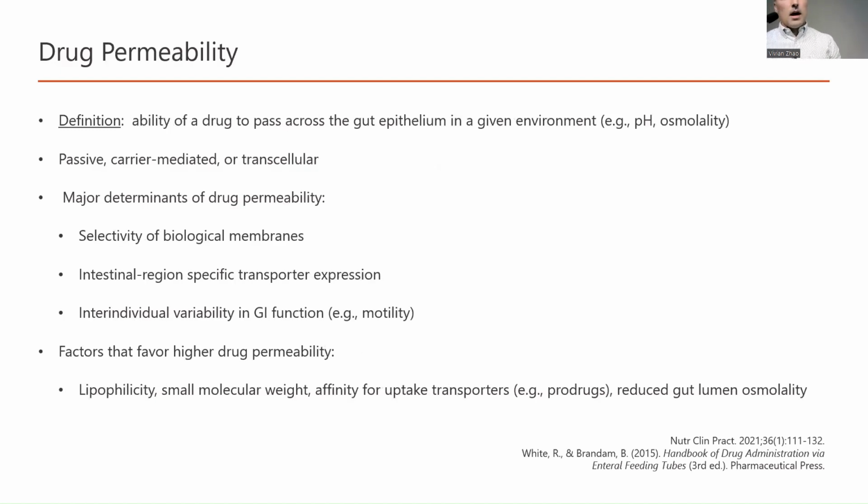Drug permeability can be defined as the ability of a drug to pass across the gut epithelium in a given environment. It can be passive or carrier mediated, and for most medications it is actually transcellular. The major determinants of drug permeability include selectivity of biological membranes. We also have intestinal region-specific transporter expression, so we can think of prodrugs, and inter-individual variability of GI function, like motility. Factors that favor high drug permeability include lipophilicity, small molecular weight, affinity for uptake transporters, as well as reduced gut lumen osmolality, specifically for liquid medications.